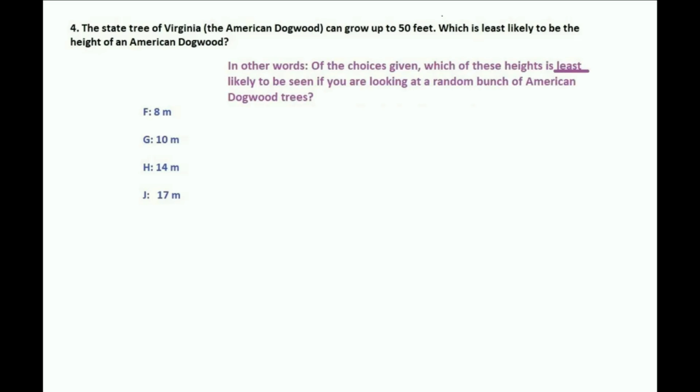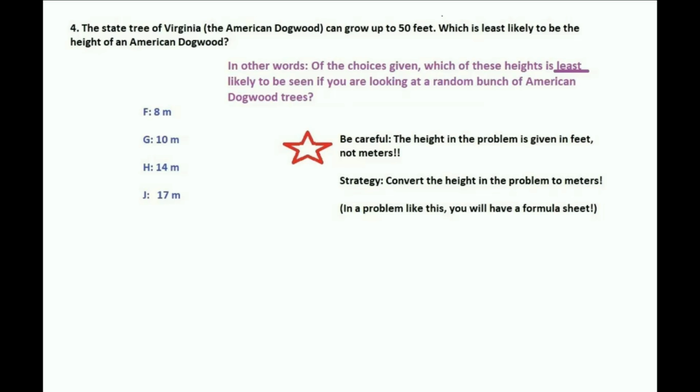Here's why. If you look very carefully, the way you read this problem is: which of these heights is the least likely to be seen if you just happen to be looking at American dogwood trees? Which of those 4 choices is the least likely height for one of those trees? And what they try to do here to throw you off is in the problem they give you feet, but in the answer they give you meters. Okay, so that's where the issue in this problem would be.